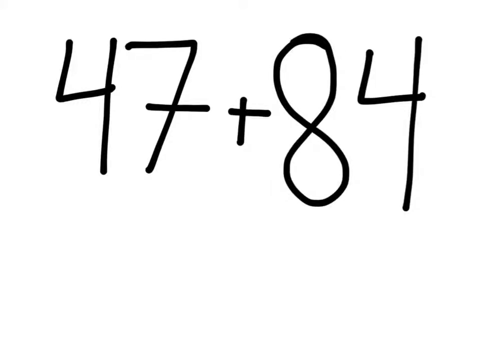Now we're going to take a look at the problem 47 plus 84, and we're going to see how these algebra properties can help us use mental math to solve this problem, but also how it builds into teaching kids the traditional and formal algorithm.